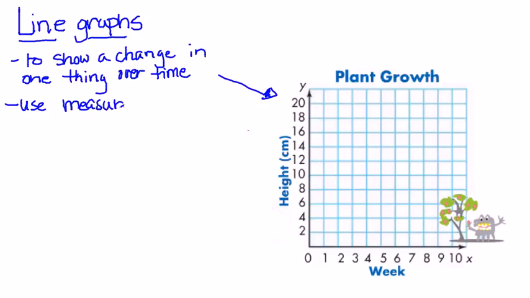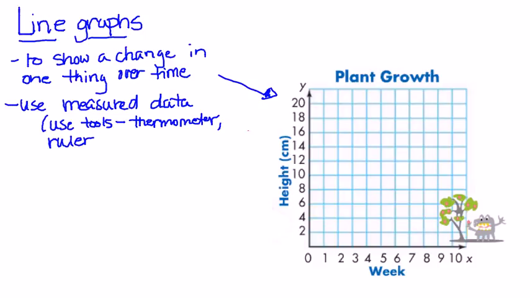Measured data would be using a tool, where in bar graphs you count it. Here we are going to measure it using tools. Tools like, if you guys remember, a thermometer. Okay, what else would we use? Ruler. I'm not sure I spelled thermometer right, but ruler and things like that. So those are examples of what you would use to measure data.